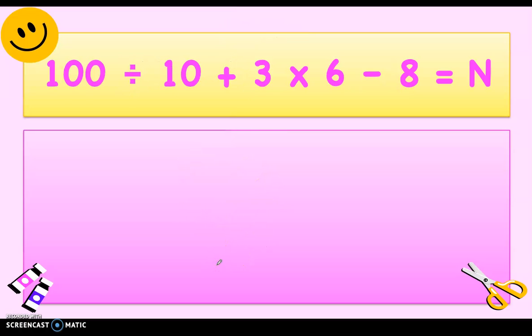Next, we have 100 divided by 10 plus 3 times 6 minus 8. Okay, so again, so that you will not get confused, do not forget to write the GEMDAS rule. This will serve as your guide. Now first, the groupings. There is no groupings here in the given equation, so let's proceed to exponent. There's no exponent as well, so we proceed to the multiplication or division. As you can see, division comes first before multiplication.